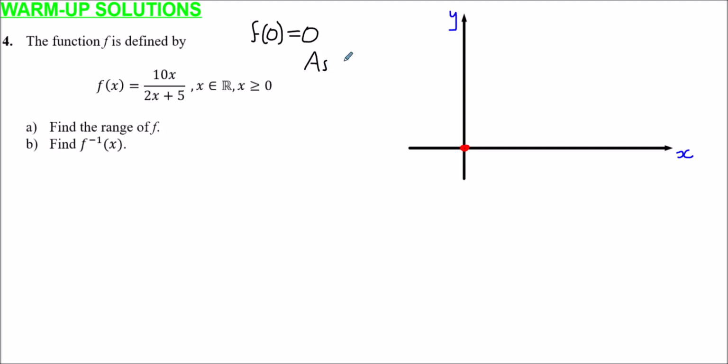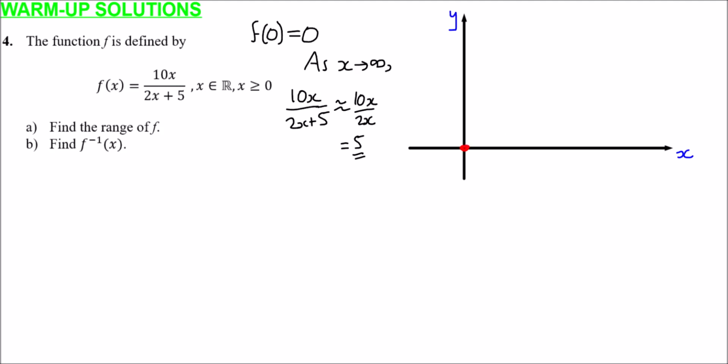So as x approaches infinity, then 10x over 2x plus 5, as x gets absolutely huge, this 5 becomes obsolete. This 5 is nothing compared to the massive size of 10x and 2x. So this will become pretty much the same thing as 10x over 2x. The x's cancel, so it's going to go towards 5. The only thing is, is it going to go towards 5 from below or 5 from above? Well, it's starting from 0, 0, so it's going to approach 5 from below.